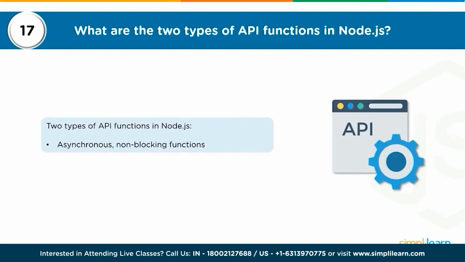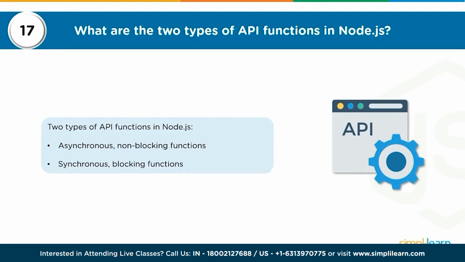So let's talk about the API functions in Node.js. There are two types. One is an asynchronous non-blocking function, and the second is a synchronous blocking function. The difference between the two is that with asynchronous, there is no structure to the order for how the API is resolved. Synchronous means that when the feedback from the API is received, you have to execute the response in a series for how the response is sent to you.